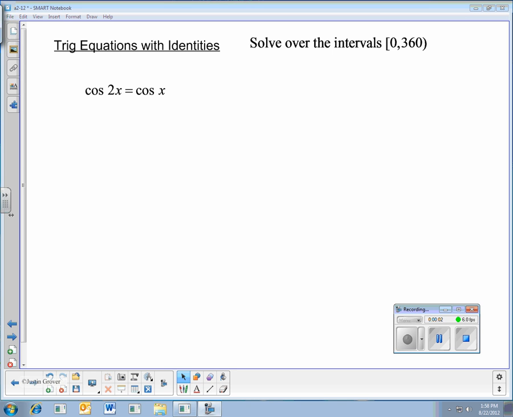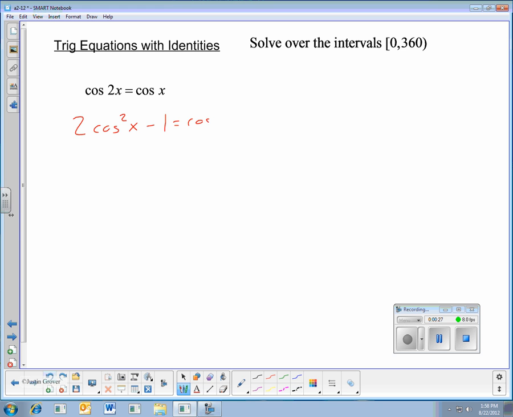Trig equations with identities. Sometimes when you're solving trig equations, you need to use identities, but they usually stand out. Like if you see a double angle, like cosine 2x, you're going to use a double angle identity. Cosine double angle has a couple of options. The one I'm going to use is 2 sine squared x minus 1, and that's equal to cosine x, because we didn't change the right side.